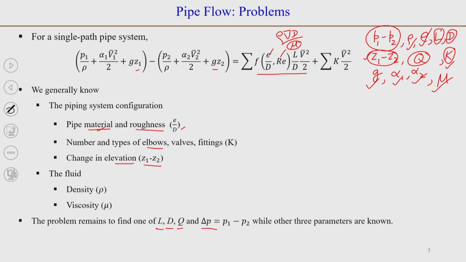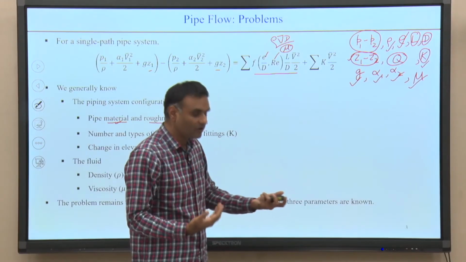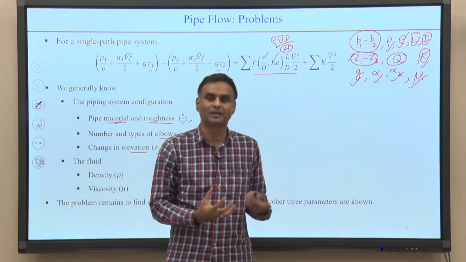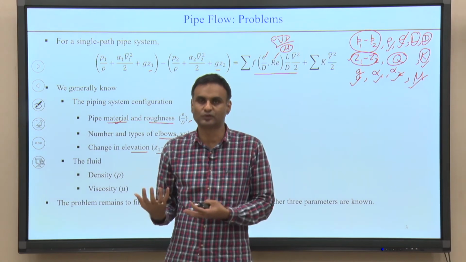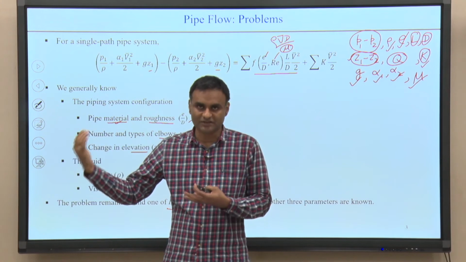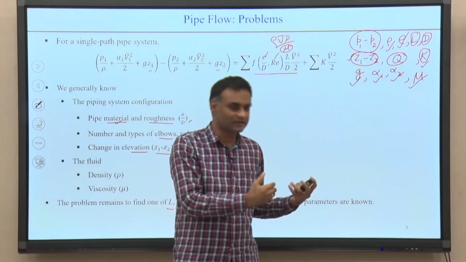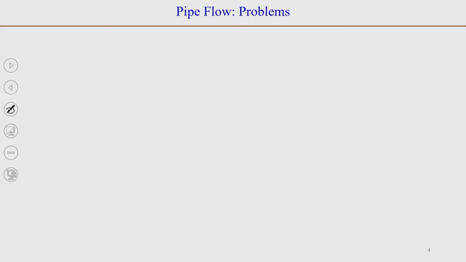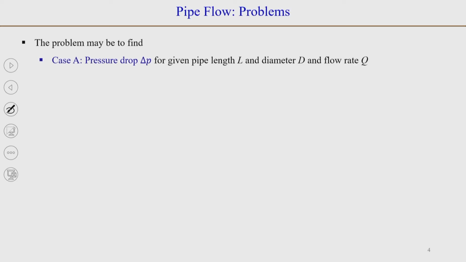Some of these we will know, and one of these we might not know, and the problem will basically boil down to needing to know one of these factors when we know the other 3. So, we can categorize those problems into 4 types of problems. Let us say first that we do not know the pressure drop through the pipeline.